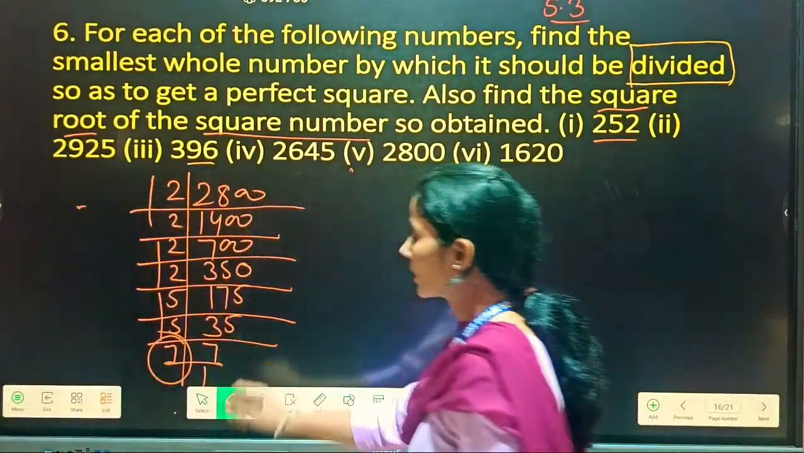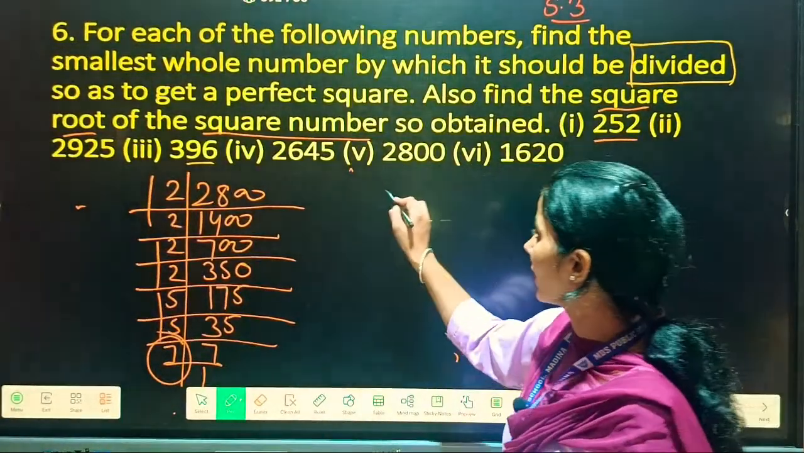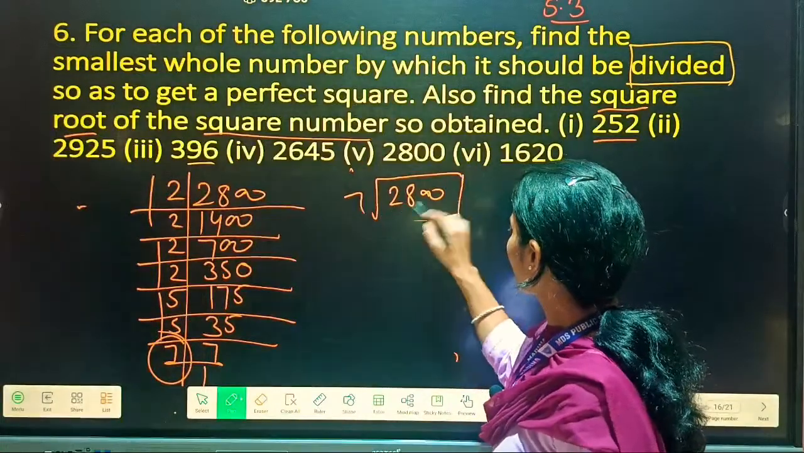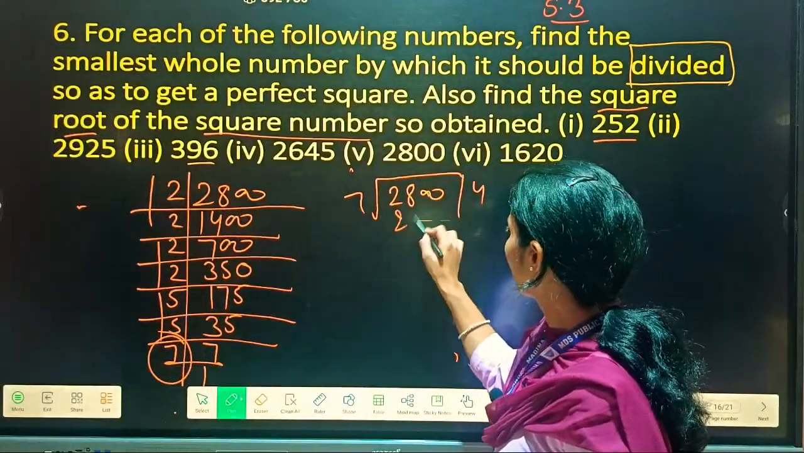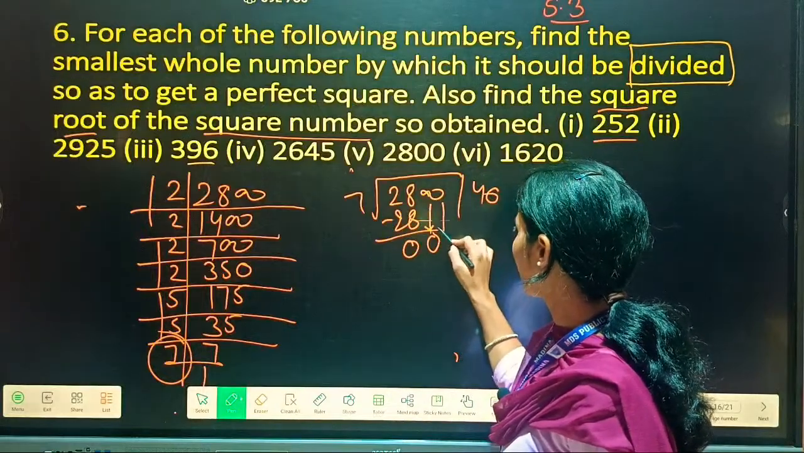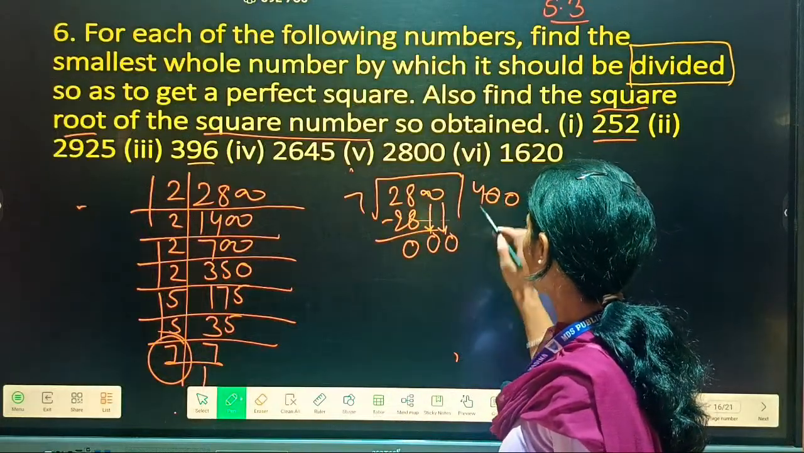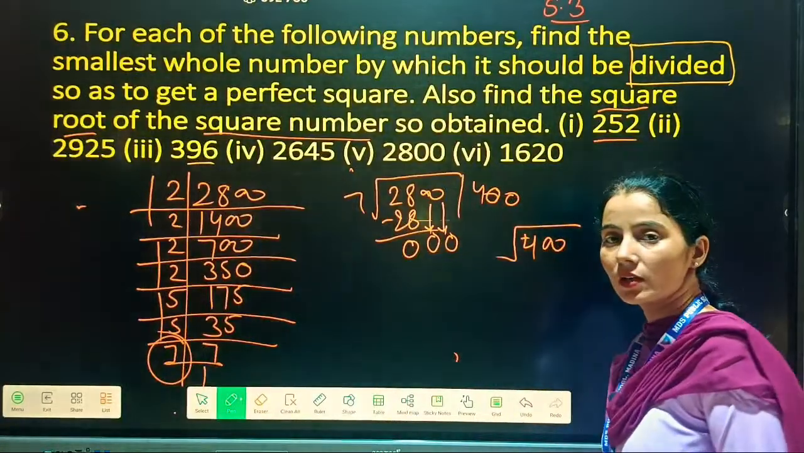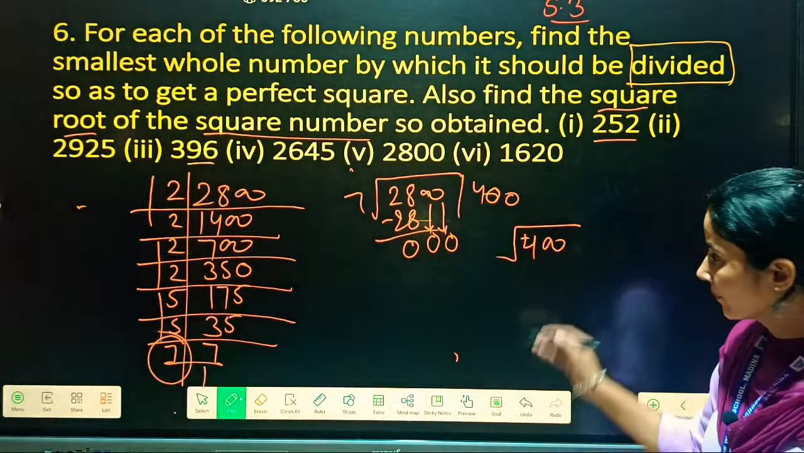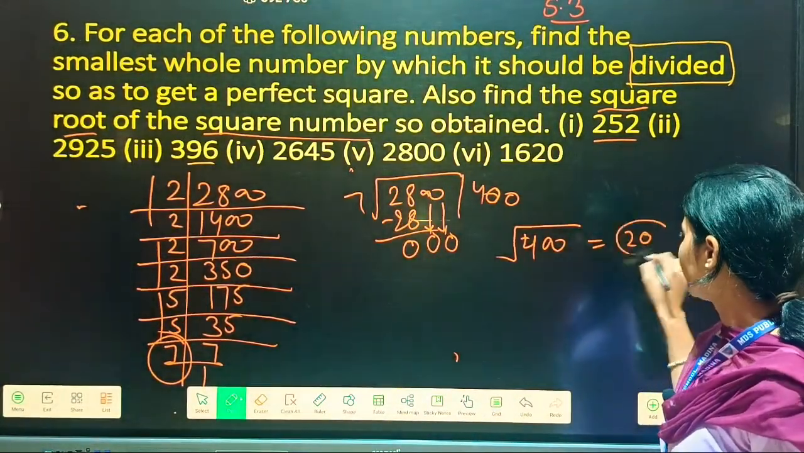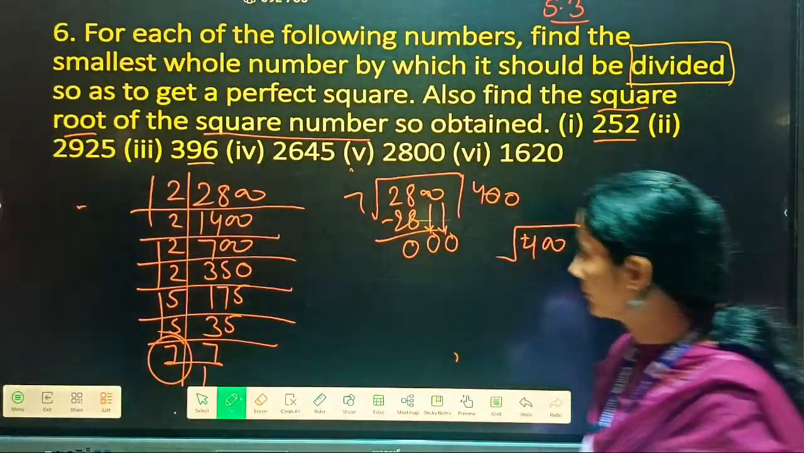So 7 is the smallest whole number by which we have to divide our given number. Divide by 7. 7 4s are 28. Carry down 1 0, then 0, next 0. What is the number? 400. Also find the square root of the number so obtained. So what will be the square root of 400? The answer is 20.